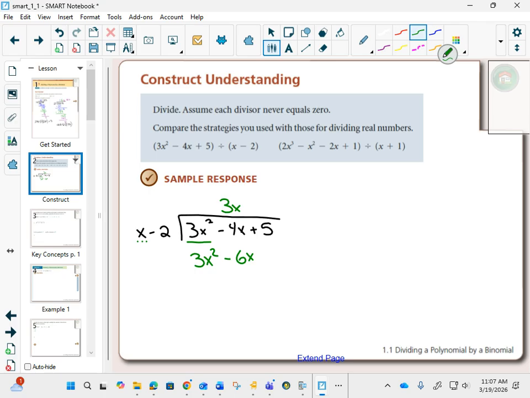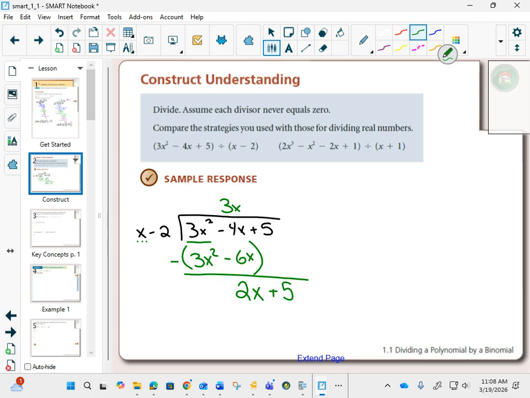In long division, the next thing you did was subtract. So we're going to subtract as well, but we're going to make sure we put this in brackets because you're subtracting all of this. And the nice thing that happens is 3x squared minus 3x squared is going to be 0. But then I have a minus 4x minus a negative 6x. That's going to be plus 2x. And the 5 can just be brought down, just like we brought a number down the last time. Now my new number is 2x plus 5.